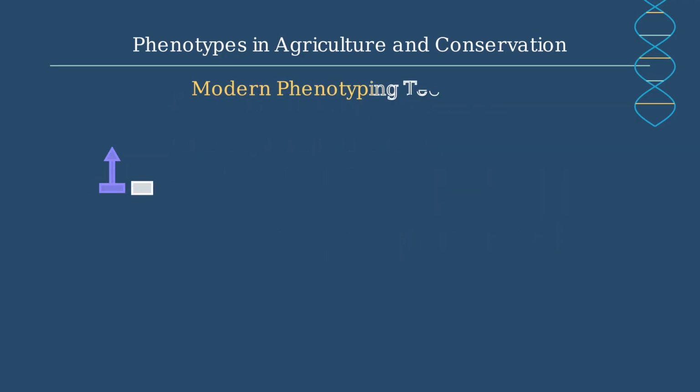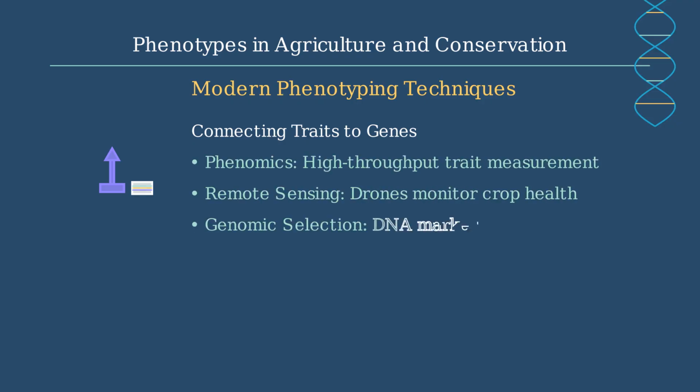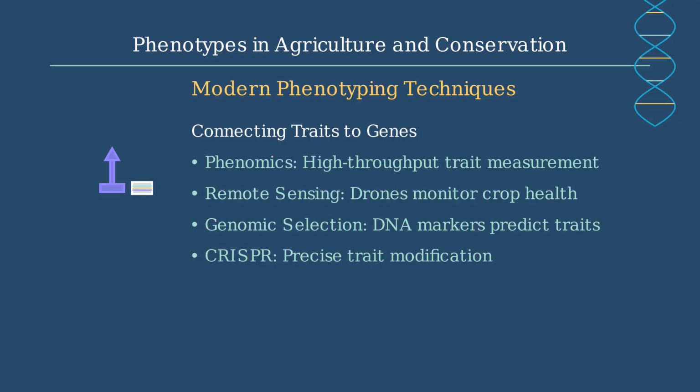Modern phenotyping techniques now allow for much more precise connections between observed traits and their genetic basis. These include phenomics for high-throughput trait measurement, remote sensing using drones to monitor crop health, genomic selection that uses DNA markers to predict traits, and CRISPR technology for precise trait modification.